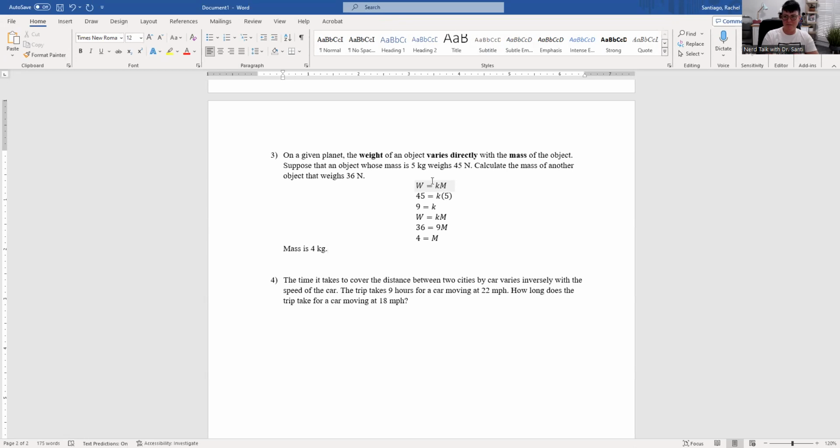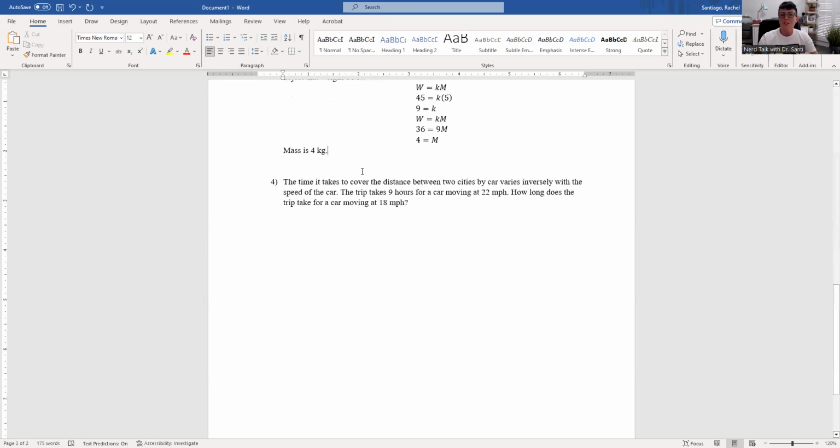I hope this is pretty awesome to you. This is a great section. Let's look at number 4, last problem. The time it takes to cover the distance between two cities by car varies inversely. So this is incredibly important to note with the speed of the car. So the time it takes to cover the distance varies inversely with the speed of the car. So time and speed. So let's go ahead and write out a formula for this.